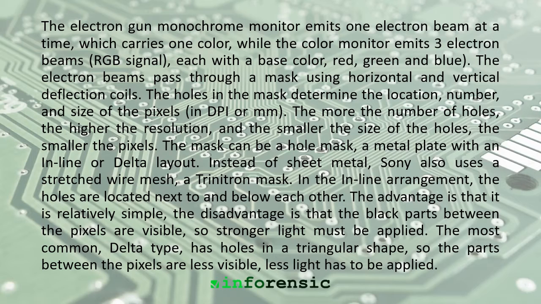The electron beams pass through a mask using horizontal and vertical deflection coils. The holes in the mask determine the location, number, and size of the pixels, in dpi or millimeters. The more holes, the higher the resolution, and the smaller the size of the holes, the smaller the pixels. The mask can be a hole mask, a metal plate with an inline or delta layout. Instead of sheet metal, Sony also uses a stretched wire mesh, a Trinitron mask.